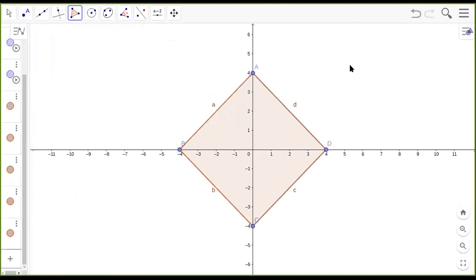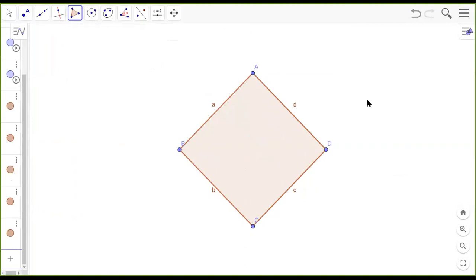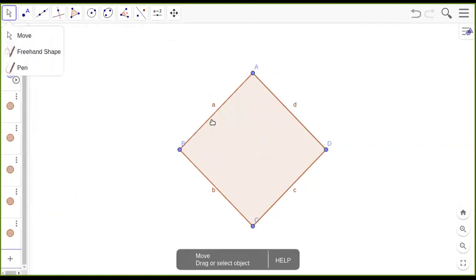Yeah, my rhombus is ready and hence I will remove the axis now. So I know I have to join the diagonals. So let me remove the labels quickly.